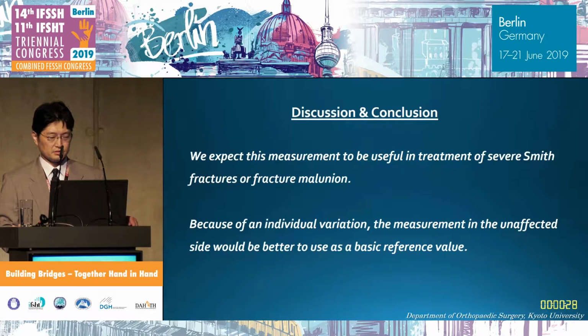We expect this measurement to be useful in the treatment of severe Smith fractures or fracture malunions. But because of individual variation, the measurement in the unaffected side would be better to use as a basic reference value.